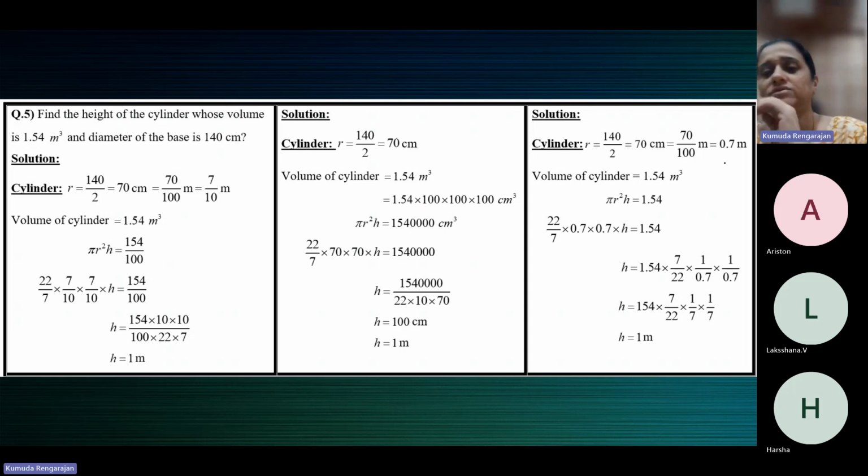In the last one also, I'm having both in meters, radius in meter and volume in meter cubed. But here I've written the radius as 0.7 meters, because this gets cancelled and 7 by 10 is nothing but 0.7. So pi r square h is equal to 1.54, 22 by 7 into 0.7 into 0.7 into h is equal to 1.54. This 1.54 is meter cube, and this one is meter.